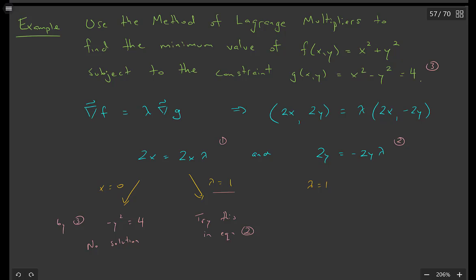So plugging lambda equals 1 into equation 2 gives us 2y is equal to minus 2y. The only way to satisfy this is to have y equal to 0. You might start to think we're running into the same problem we had a moment ago with x being equal to 0, but having y equal to 0 is allowed, right? The constraint equation, equation 3, would now say with y equal to 0 that x squared is equal to 4. And that has solutions. That's just x equal to plus or minus 2.